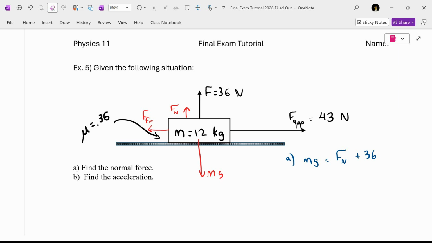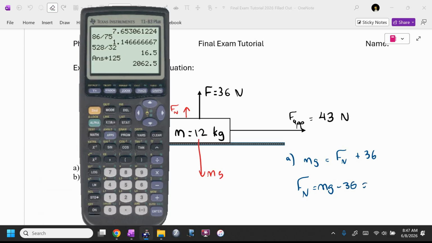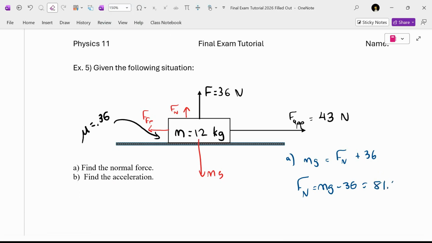If I was pushing down, then, Jamie, I would have mg plus something equals the normal force, which is kind of easier because the normal force is already by itself. See, I've got to get the Fn by itself. How do I move the plus 36 over? Yeah. The normal force is going to be mg minus 36, and I'm going to go straight to numbers. m is 12. I'm going to go 12 times 9.8 minus 36, and I'll carry all the sig figs. I get, double check me, 81.6.